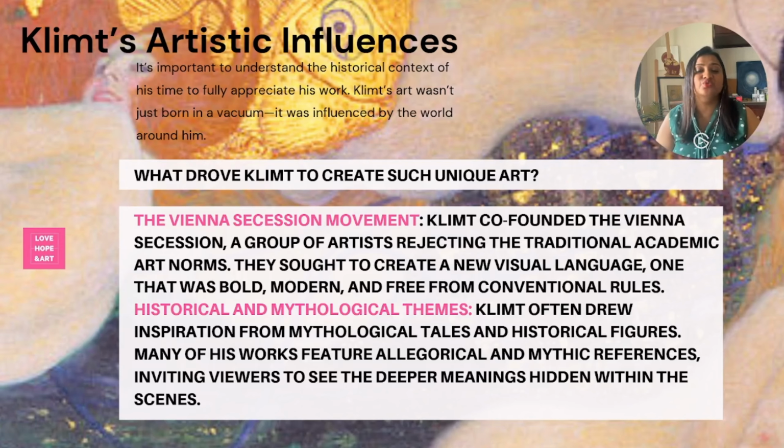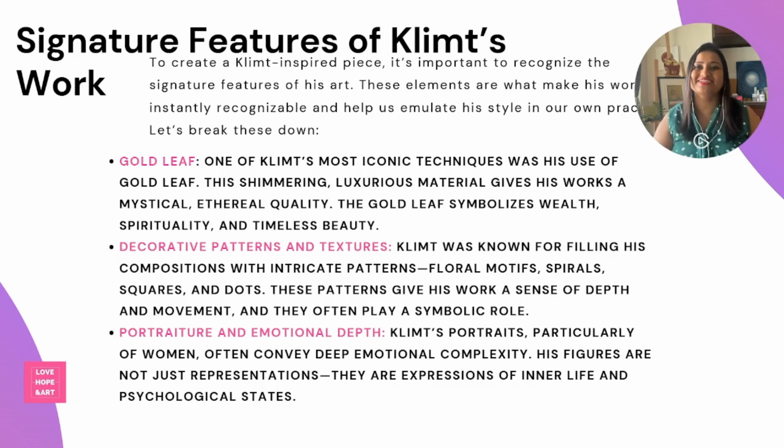Then he used a lot of mythological elements in his painting and even historical figures. And many of his works feature allegorical and mythical references, inviting viewers to see deeper meaning hidden within the scenes. Going on to the signature features of Klimt's artwork, one is the gold foil. So Klimt's most iconic technique was his use of gold leaf. This shimmering, luxurious material gave his work a mystical, ethereal quality.